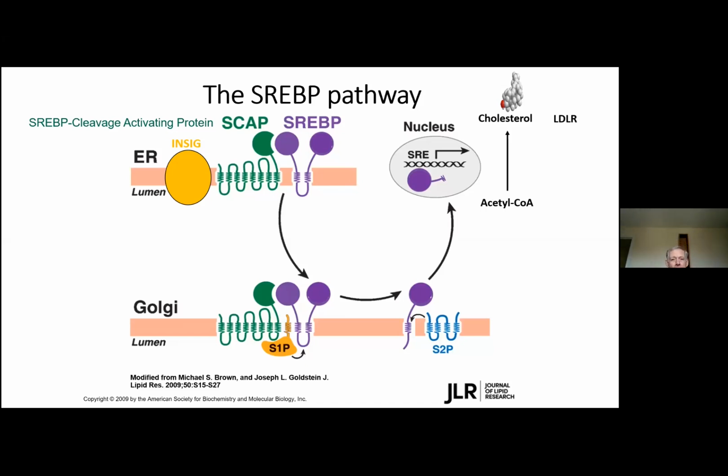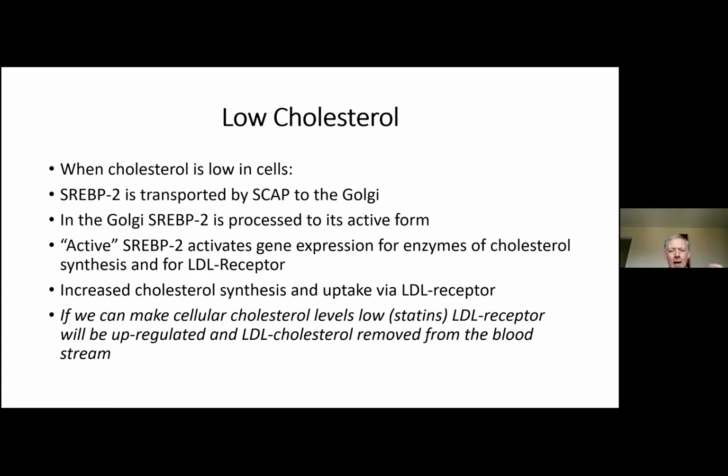So this is how SREBP, this master transcription factor, works. So what happens when a cell has low levels of cholesterol? SREBP is transported by SCAP to the Golgi. In the Golgi, SREBP2 is processed to its active form. The active form of SREBP2 activates gene transcription for enzymes of the cholesterol synthesis pathway and for the LDL receptor. So this increases cholesterol synthesis, and it also increases the uptake of cholesterol from the bloodstream via the LDL receptor. So this is how the SREBP pathway works.